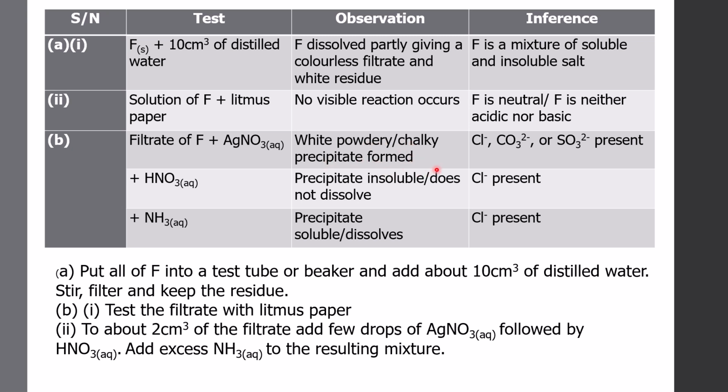The inference: chloride ion, CO3 ion, or SO3 ion present. If we add nitric acid to it, the precipitate remains insoluble. You can write precipitate insoluble or precipitate does not dissolve. It's an indication that chloride ion is present. Then if you add ammonia, the precipitate dissolves or becomes soluble. So it's an indication that chloride ion is present.